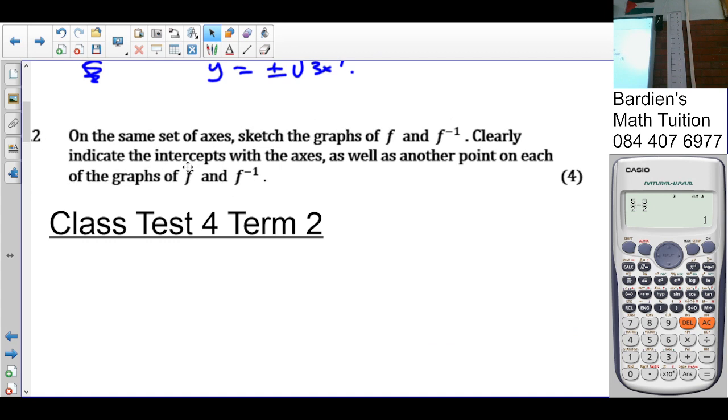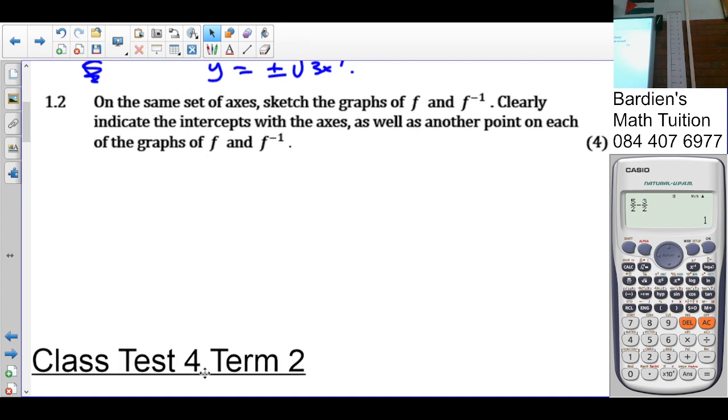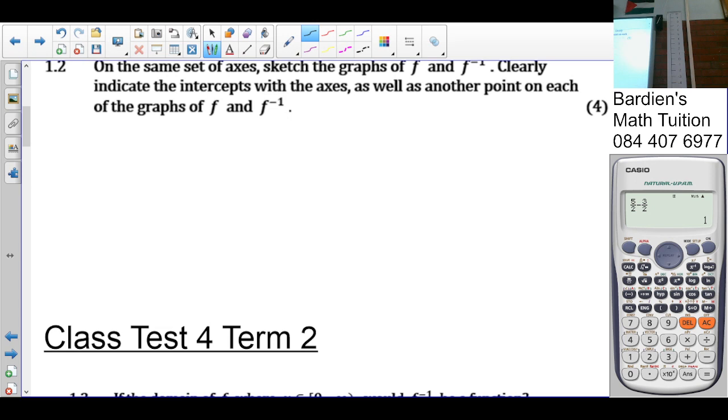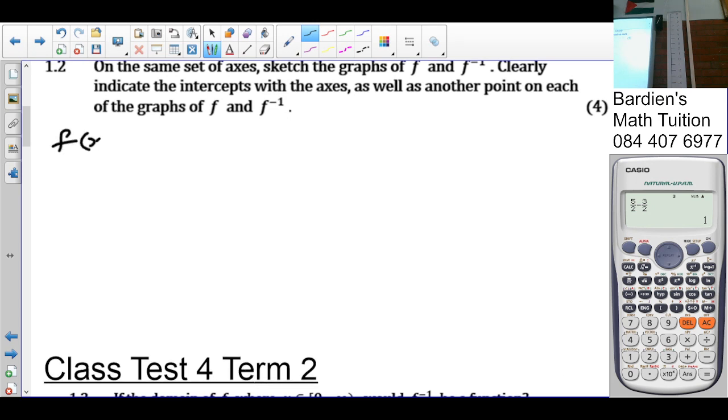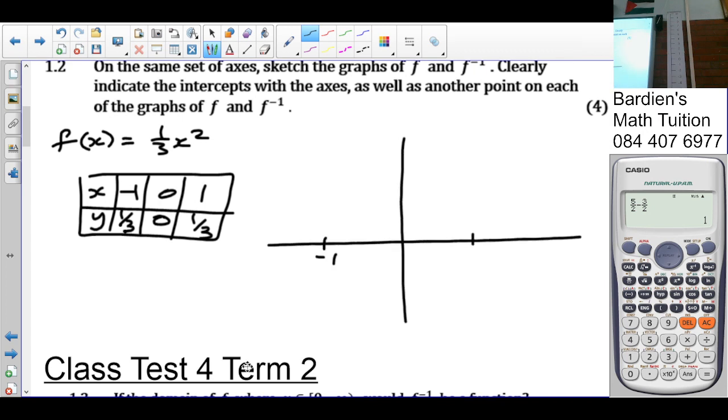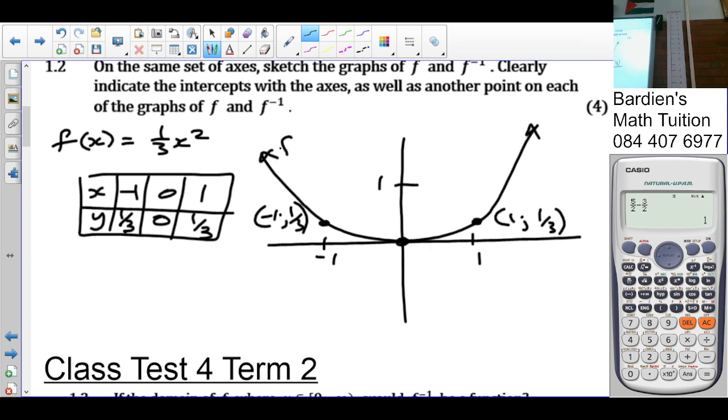Let's look at number 1.2. On the same set of axes, sketch both graphs, clearly indicating the intercepts with the axes as well as another point. So what do we have here? What's the equation of the first graph, f of x? 1 over 3 x squared. So it gives you 0 and a third. So you get 1 and minus 1. That's 1, so it's 1 and a third, and minus 1 and a third. It's going to go through the origin. So that is your f graph.